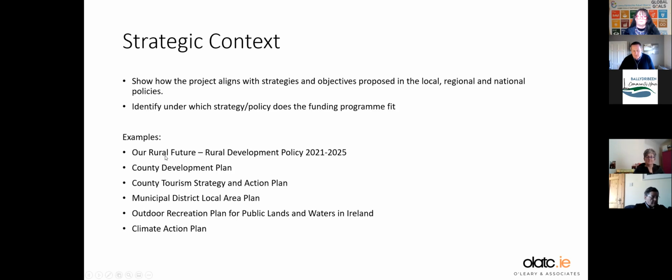Our Rural Future, the rural development policy 2021-2025. This is basically all the objectives and policy objectives that the government are looking at over the next 3 years, in terms of where their priorities for investment into rural Ireland are going to go. So all the funding that you see coming up is all linked back to this. There have been a lot of funds made available for enterprise centres and for remote working hubs across the country. There'll be more coming on board this year for that as well.